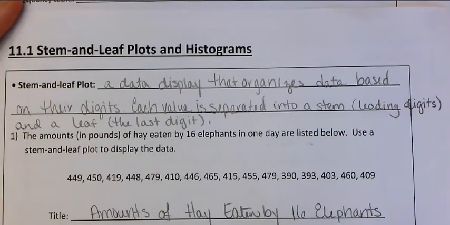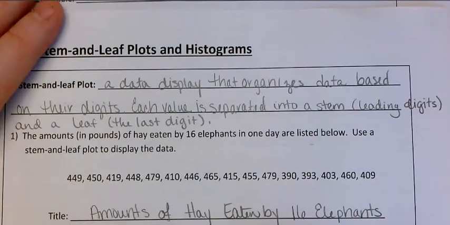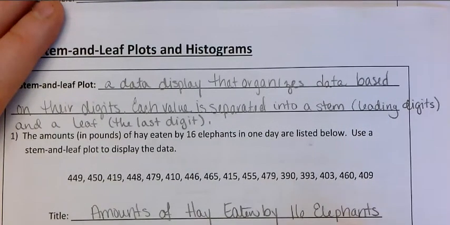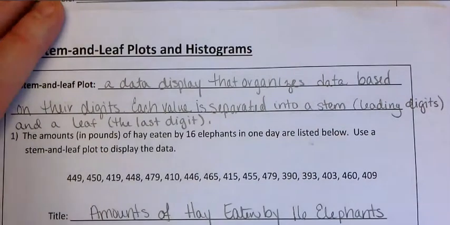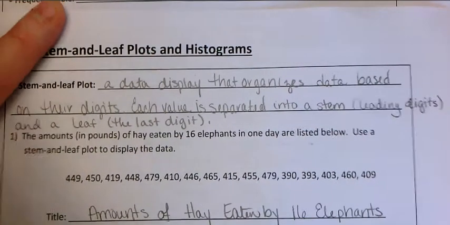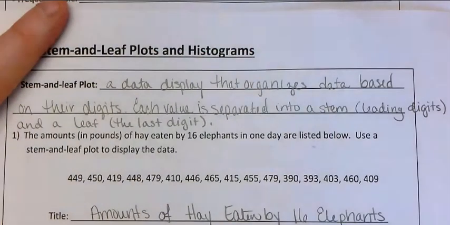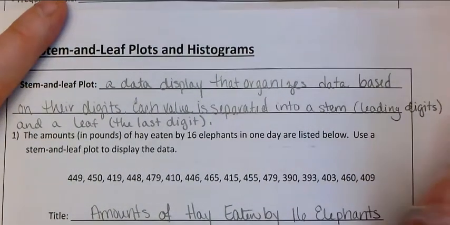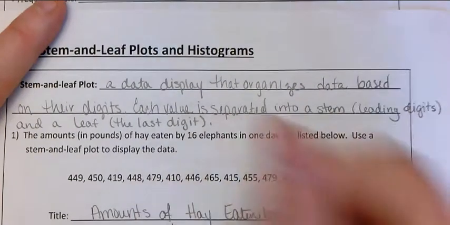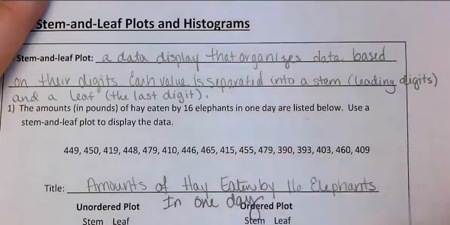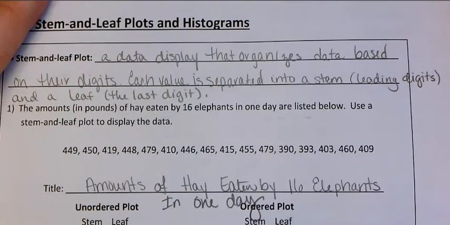So what we're going to do is an example: the amounts in pounds of hay eaten by 16 elephants in one day are listed below. Use a stem and leaf plot to display the data. So this is our data, the title, amount of hay eaten by 16 elephants. And we're going to want to add in one day to that. Let me grab my pencil here to do that. In one day. So we're going to take that and actually create the stem and leaf plot.